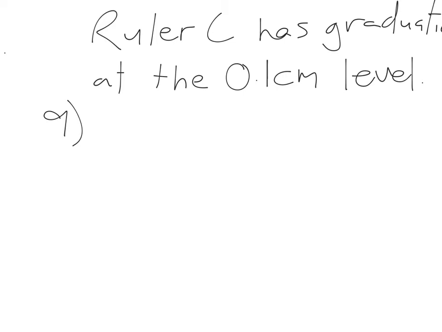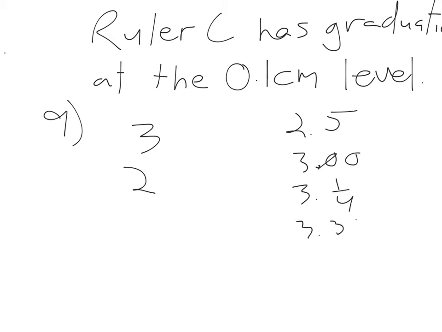So, I'll redo these. 3 and 2, and then this was 2.5, 3.0, 3 1/4, not 0.1/4, sorry, 3.33. I'm just going to do the first one here. We'll go back and do the others as well. So, draw a square around the certain digits and circle the digits that were estimated.